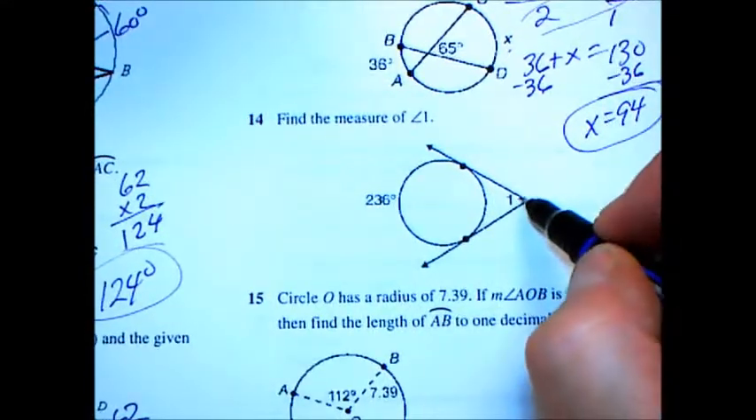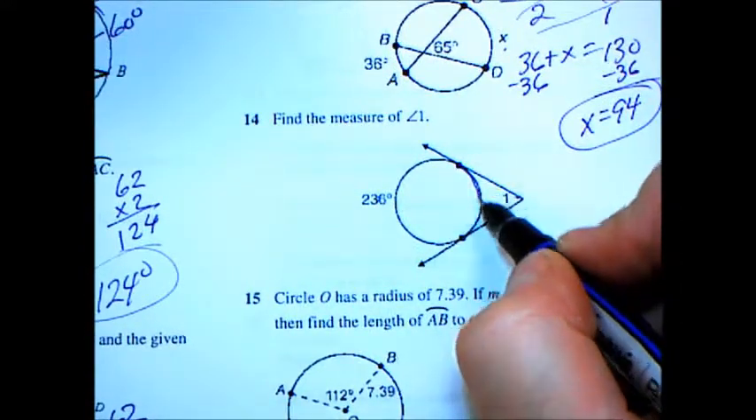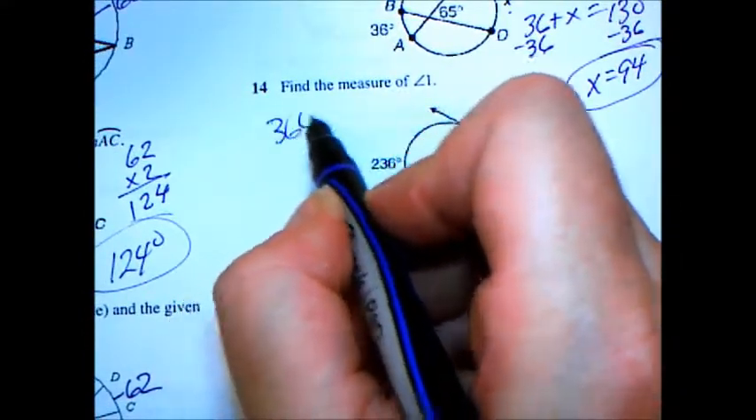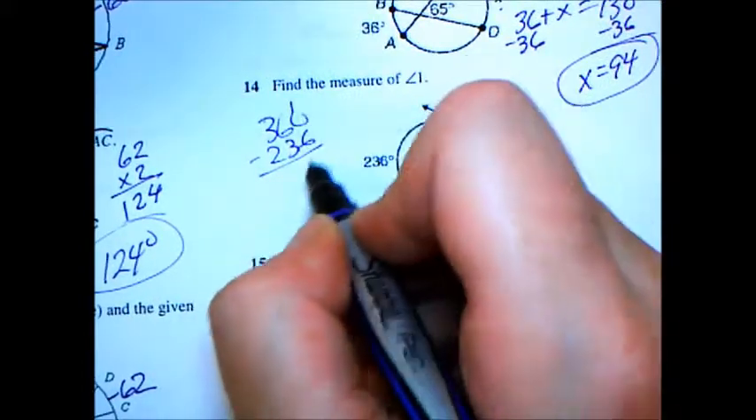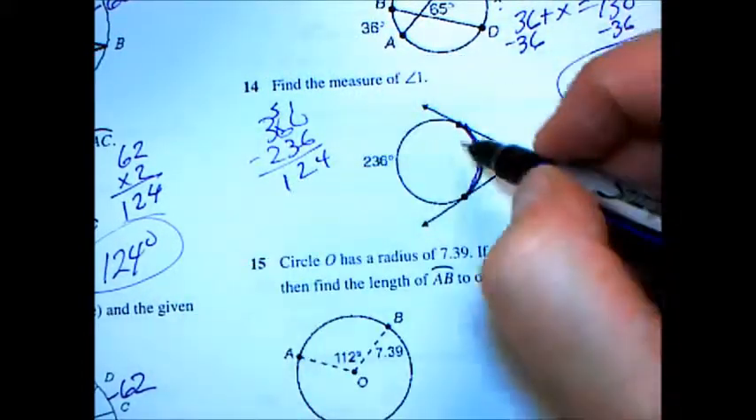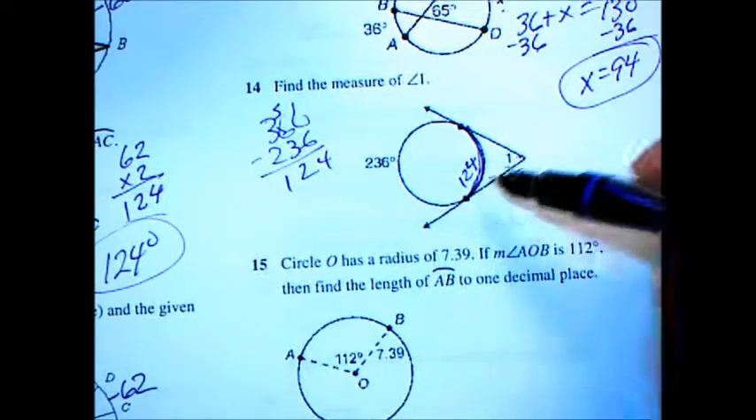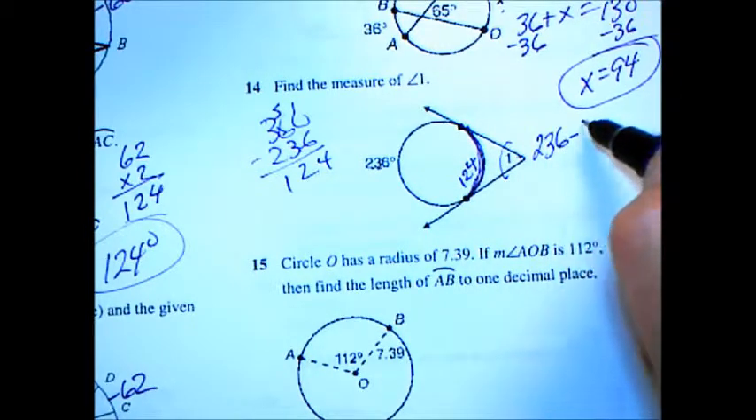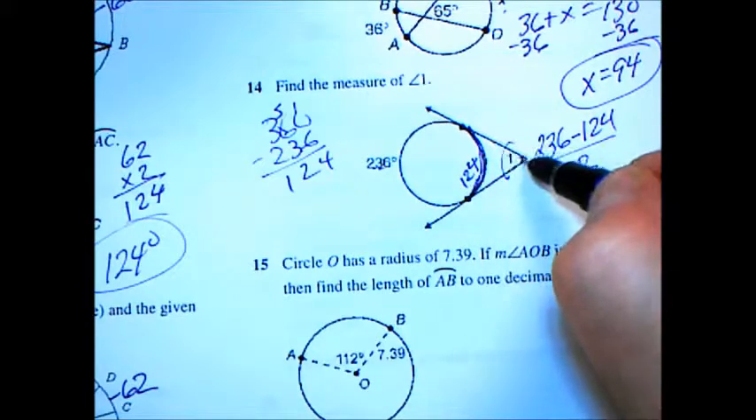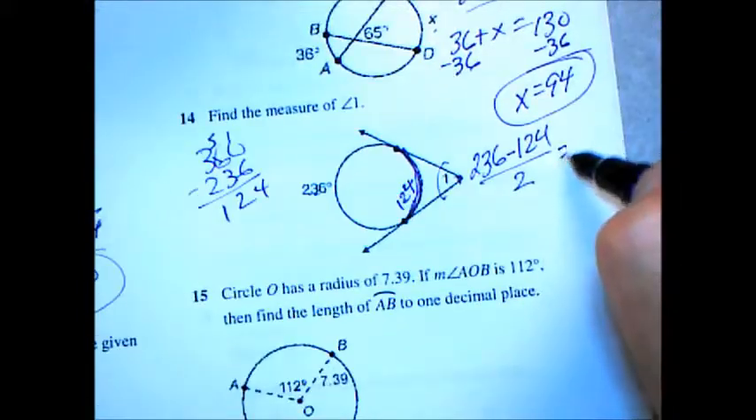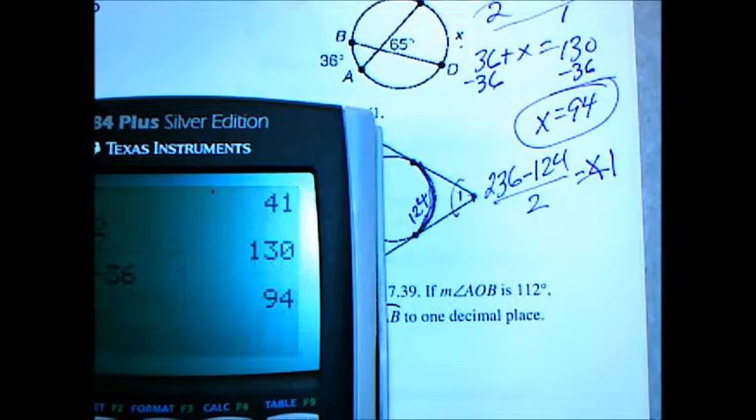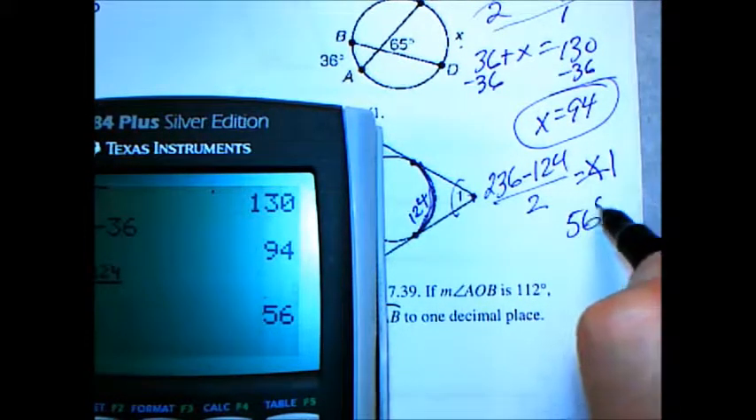On 14, they want to know this angle. These intersect outside, so that means I need to find this arc. It rolls all the way around to 360, so I'm going to take 360, subtract 236. That means this arc here is 124. To find this angle, I'm going to take my two arcs, subtract them, and divide by 2. Because these intersect outside, I have to subtract. And that will be my angle 1, 56 degrees.